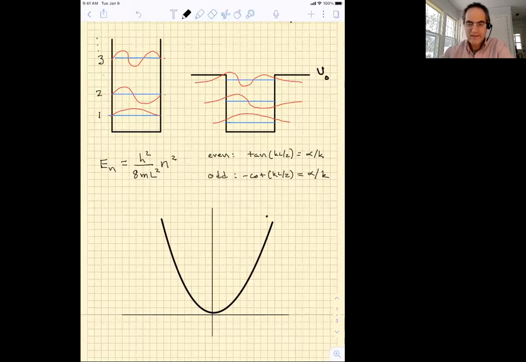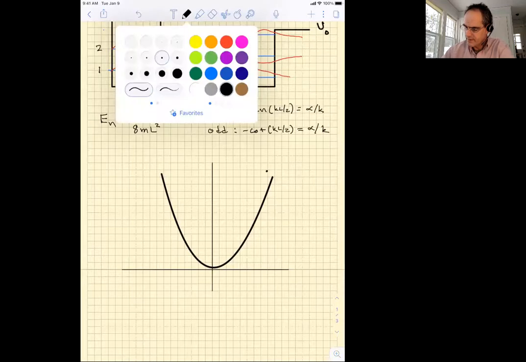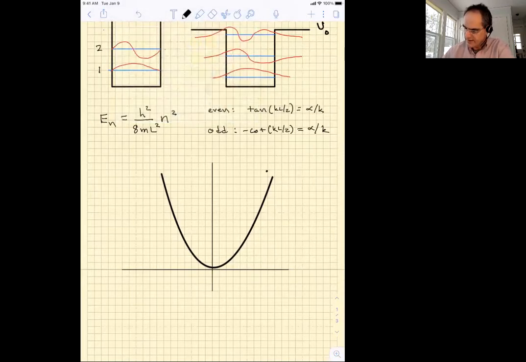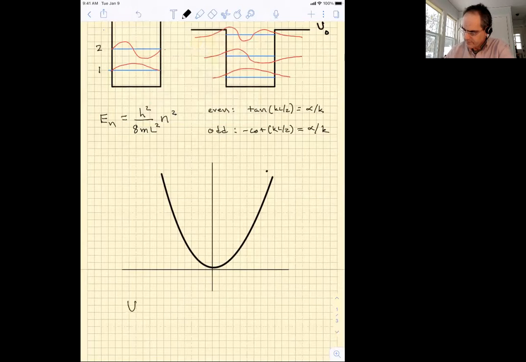Okay, it's easy to get carried away. In the harmonic oscillator potential, the potential energy is just parabolic in displacement. It's just 1/2 kx squared, where k is the spring constant for our harmonic oscillator.